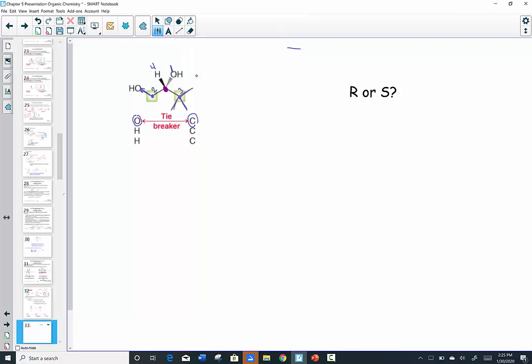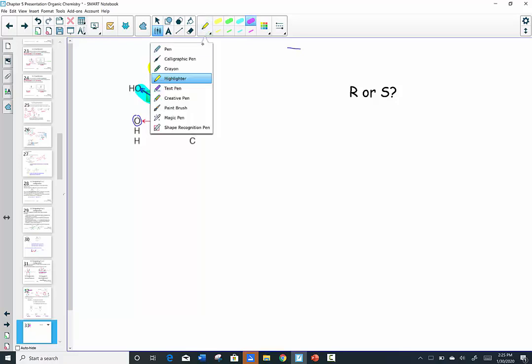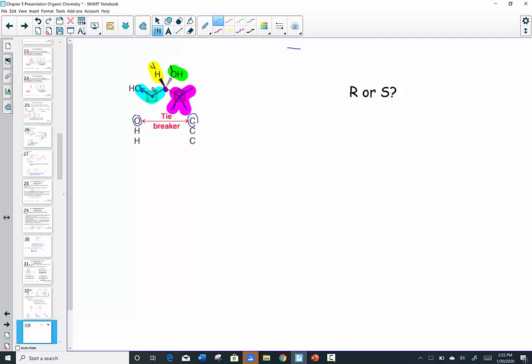If you find color coding helpful as you get good at this, priority 4, that's going to be yellow. Priority 1, we'll color code green. Priority 2, how about this nice blue? And then here we have priority 3, that carbon chain. All right, now in order to configure R or S, the lowest priority has to be in the back, and it's not right now. So here's my chiral carbon. Right now what I have is priority 4, 1, 3, 2. That's what I have.